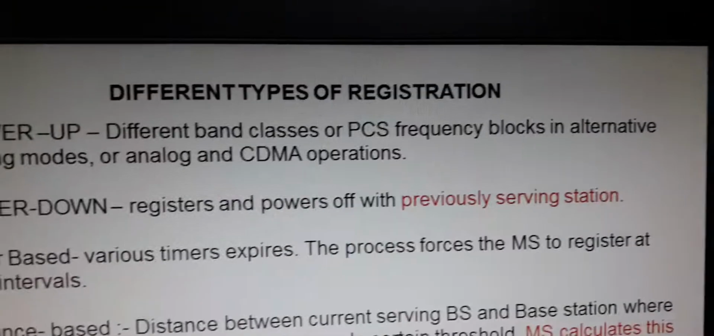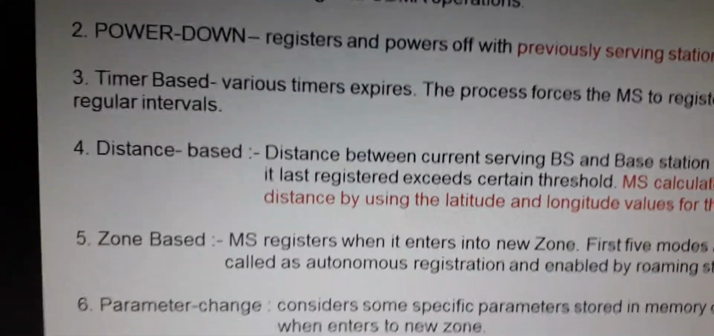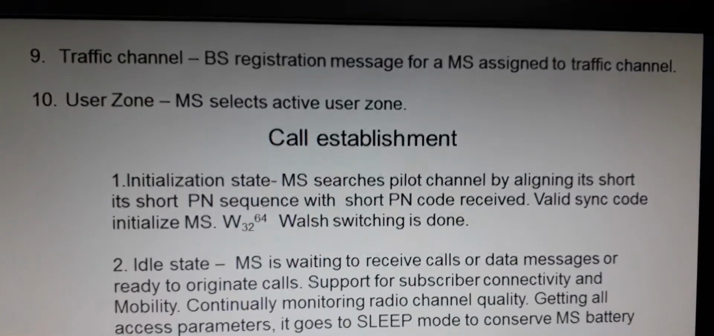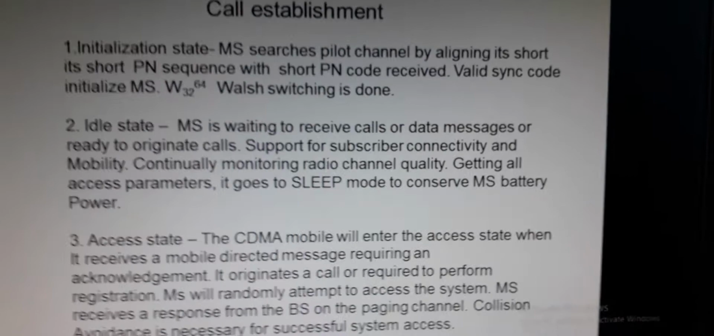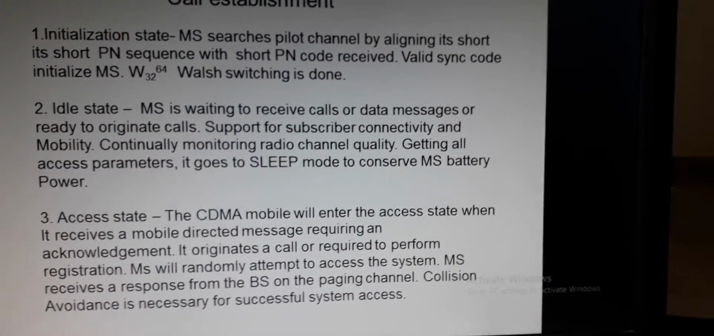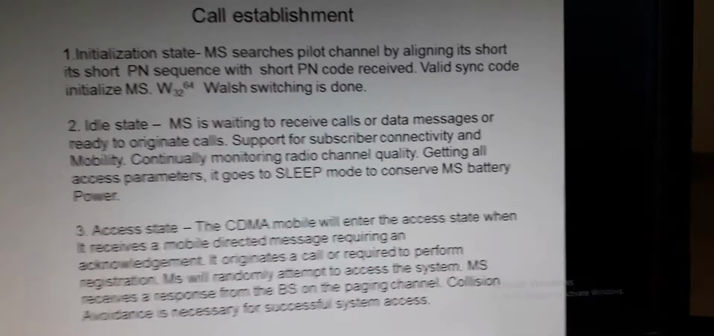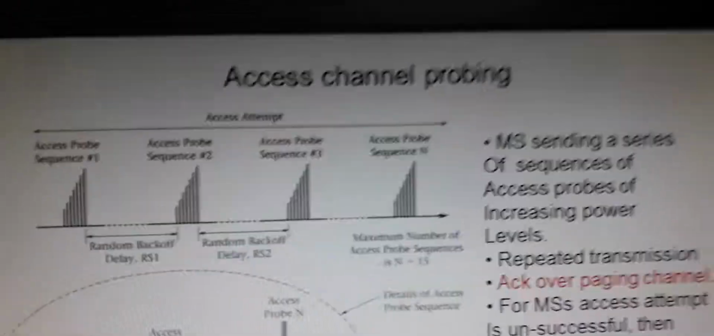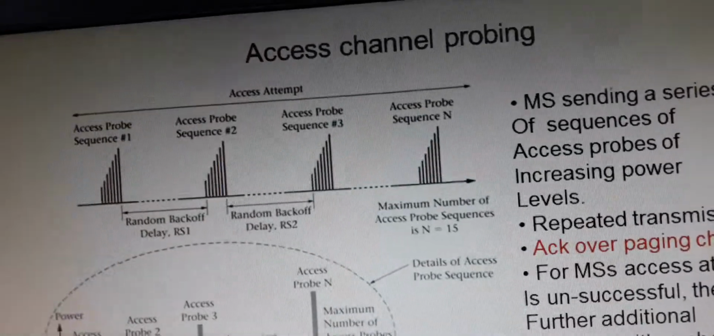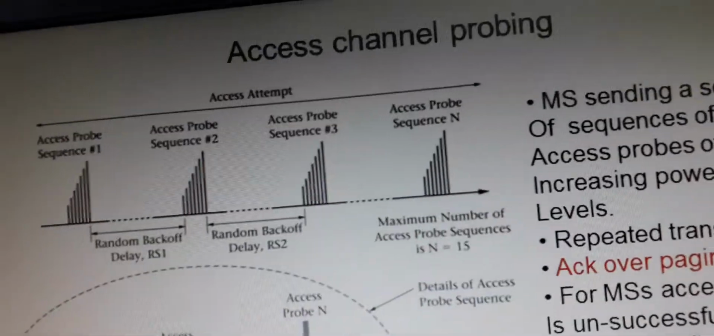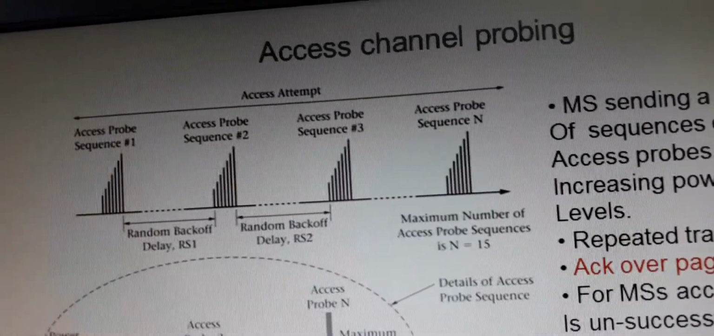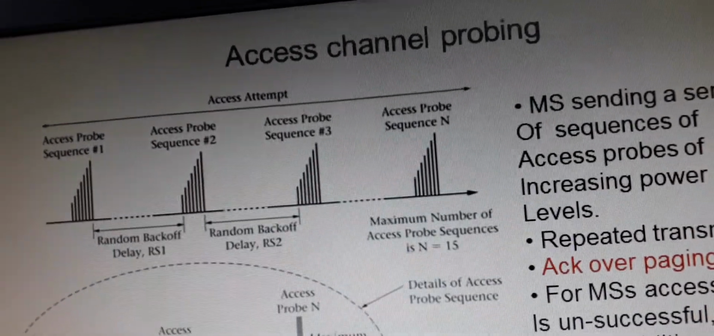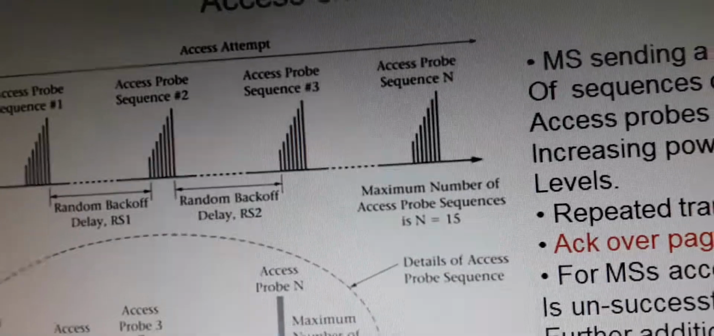There are 10 types of registration: power up, power down, timer based, distance based, zone based, parametric change, ordered, implicit, traffic channel, user zone. Call establishment has 3 phases: initialization phase, idle phase, and access phase. Same as your AMPS almost. Then whenever the access grant burst is used, a maximum of 15 bursts will come. You can see first burst, second burst, third, up to access probe sequence 15. So there will always be increased power levels.